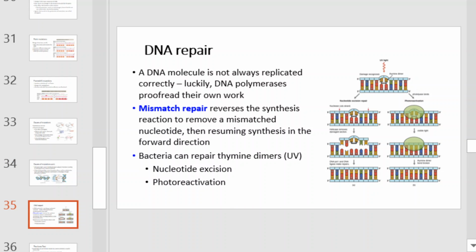Nonetheless, your DNA can be repaired. A DNA molecule is not always replicated correctly, but DNA polymerase does proofread its work and can fix mistakes that have been made. Mismatch repair reverses the synthesis reaction to remove a mismatched nucleotide, then resumes synthesis in the forward direction. Bacteria can repair thymine dimers using nucleotide excision and photoreactivation.